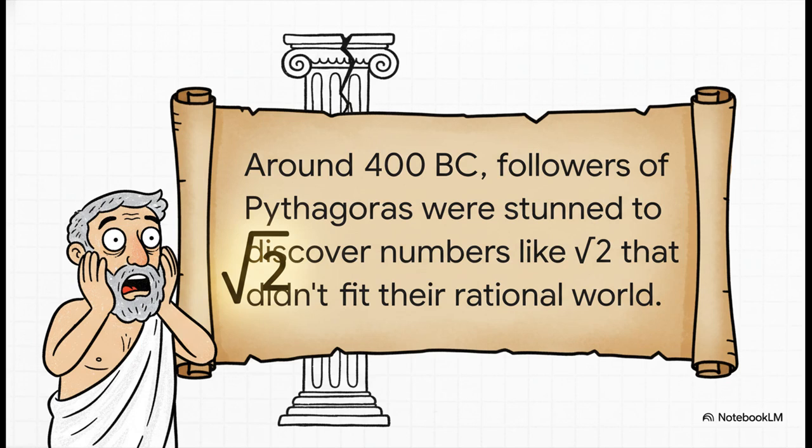Way back around 400 BC, the followers of Pythagoras, the triangle guy, believed the entire universe was built on nice, neat, predictable fractions. So when they stumbled upon a number like the square root of 2, it totally freaked them out. They couldn't believe a number could exist that didn't fit their perfect system. It literally shattered their whole worldview.